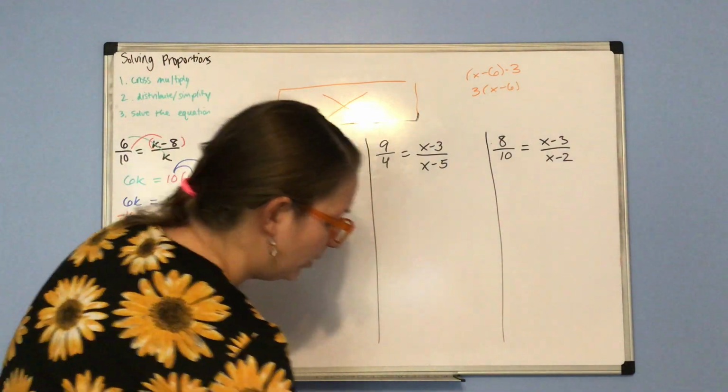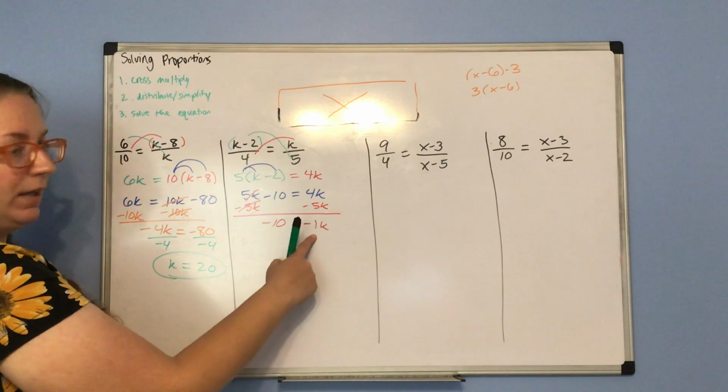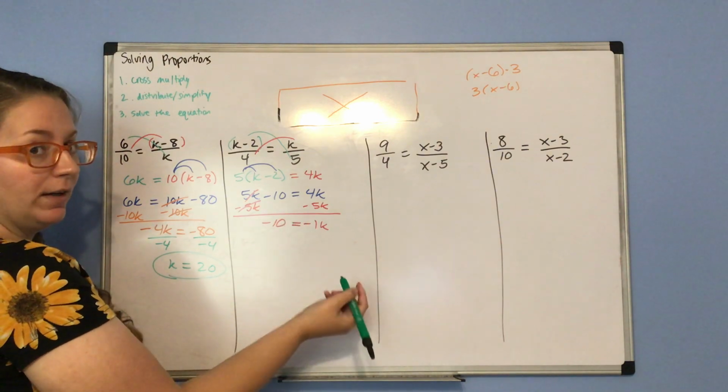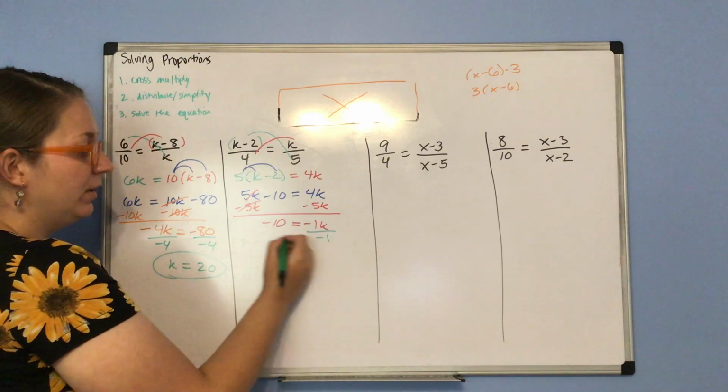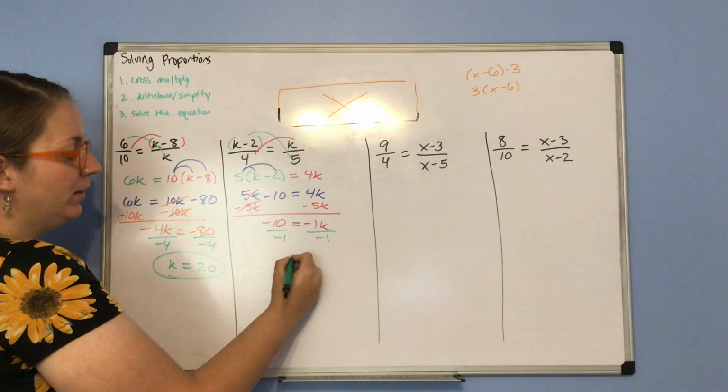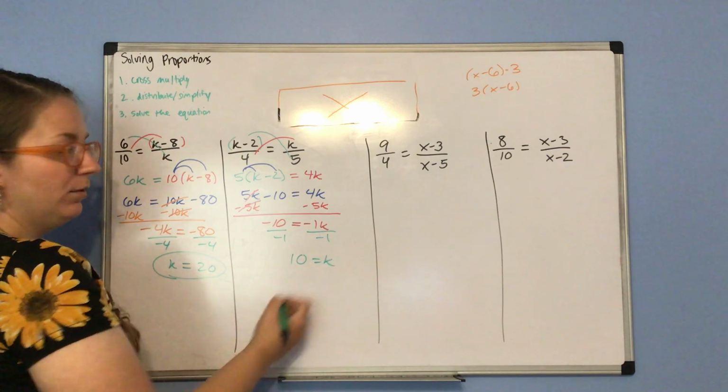We're almost done. One more quick thing. We can't just ignore this because it's a negative 1. To undo negative 1 in front, or negative 1 times something, we need to divide by negative 1. Negative 10 divided by negative 1 is positive 10 for k.